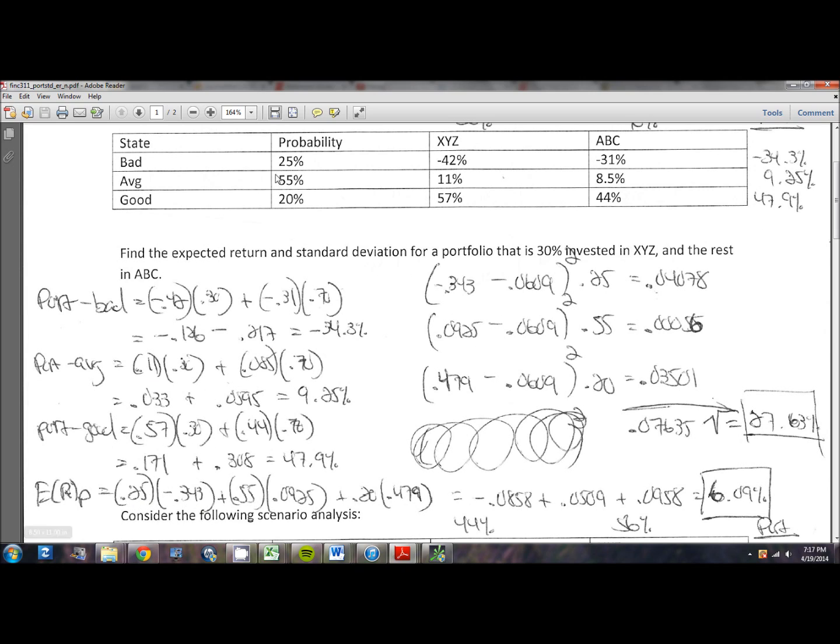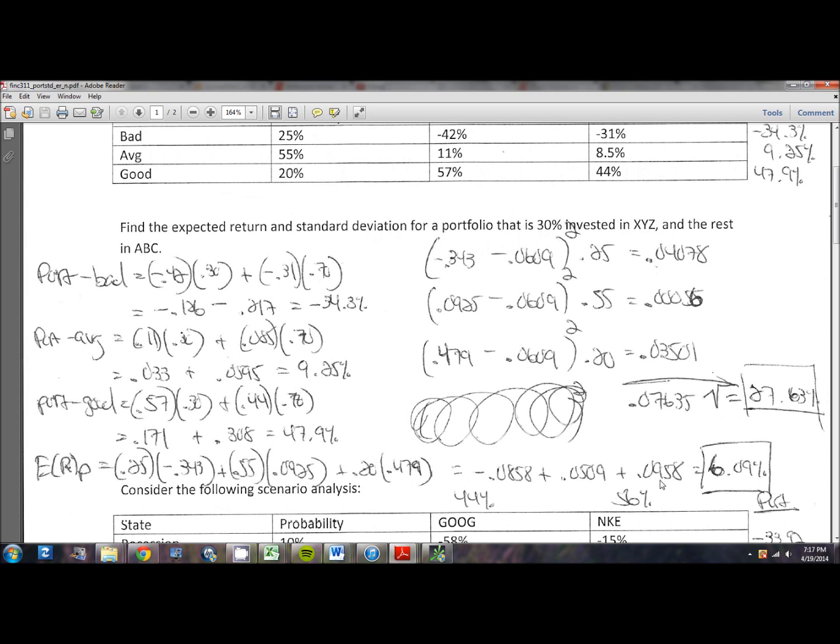So 25% right here times the return in a bad state, minus 0.343, plus the probability of an average state, 55%, times the return in an average state, 9.25%, plus finally the probability of a good state, 20%, times the return from a good state, 47.9%. You work those out together, and you get 6.09%. So that is how you find the expected return for any portfolio.